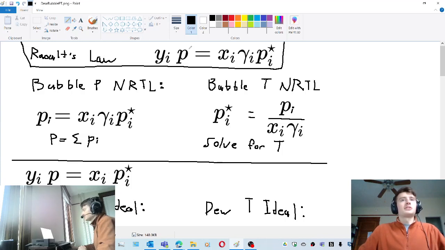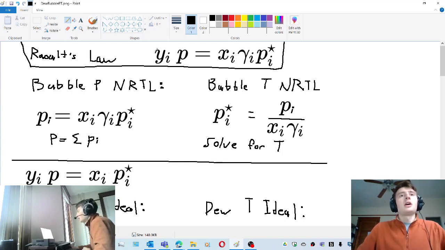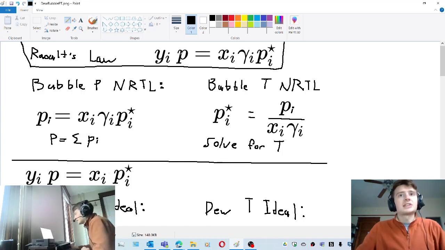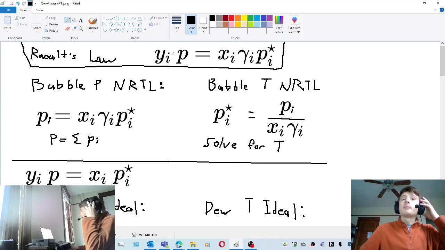We know that Raoult's law, when you remove the term about fugacity, because we're going to disregard that for now, says that the mole fraction of each of the components in the gas phase times the pressure of the gas phase. So this could also be written as the partial pressure, P sub i, the partial pressure of any component.